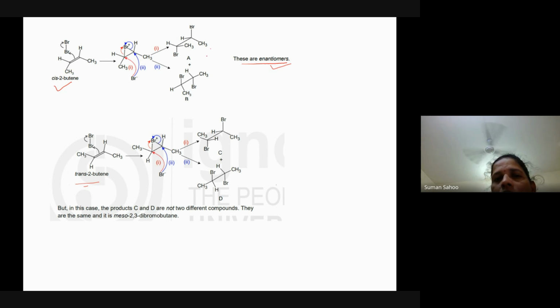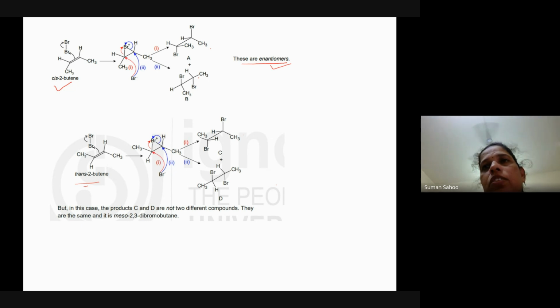These two, this C and B, are diastereomers. So these reactions are also stereospecific because cis-butene gives you enantiomers and trans-butene gives you diastereomers. So these are stereospecific reactions.